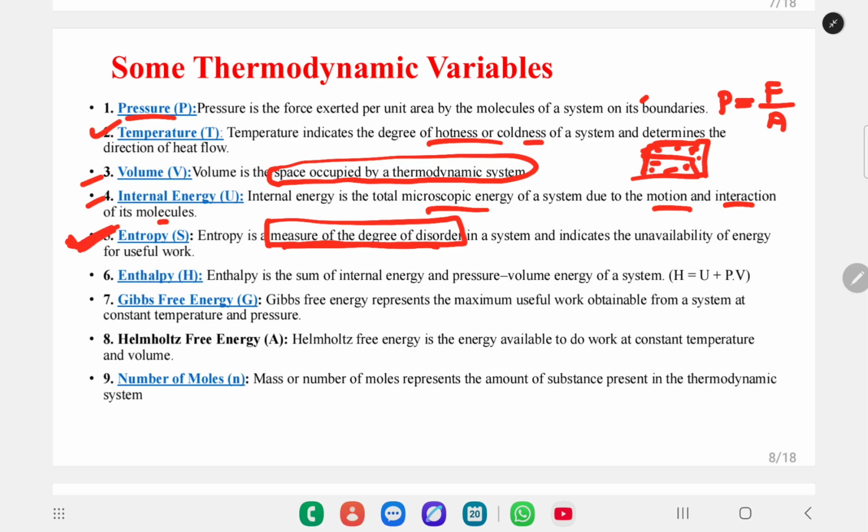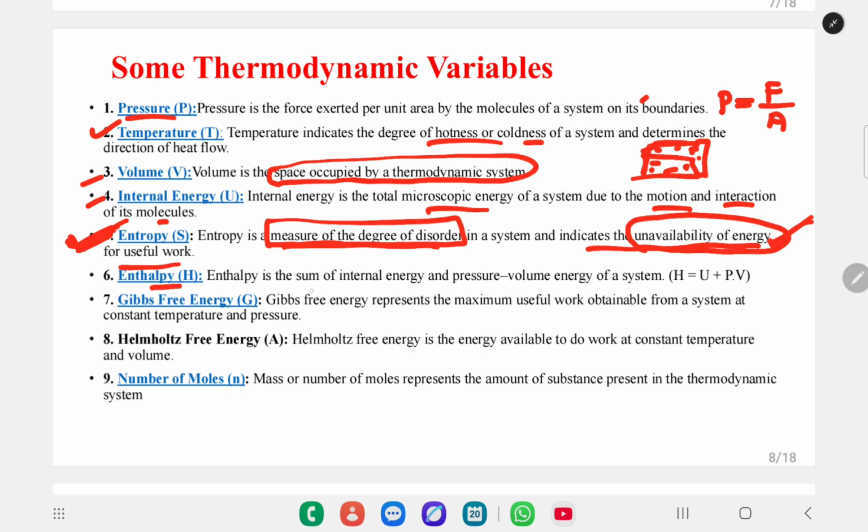It also indicates the unavailability of energy for useful work. So, whenever entropy increases, energy unavailability also increases. It means energy is lost. Whenever energy is being lost, entropy increases. We'll learn in detail about entropy.